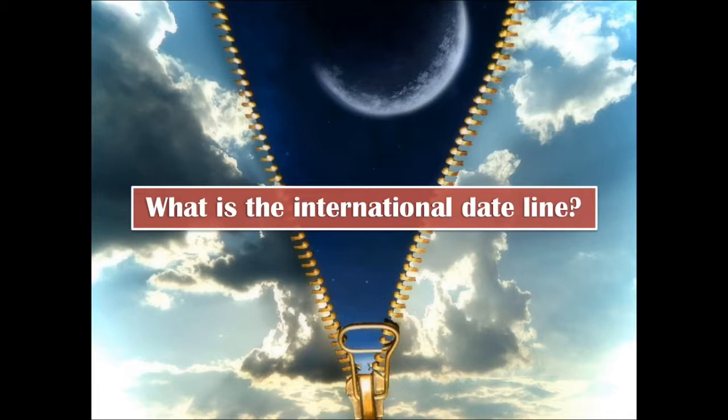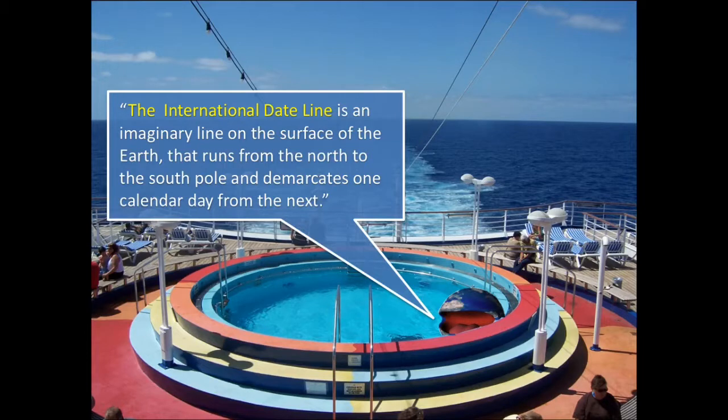What is the international date line? It's something that we don't think about a whole lot because we're nowhere near the international date line, but it is something that you should be aware of. The international date line is an imaginary line on the surface of the Earth that runs from the North to the South Pole and demarcates one calendar day from the next. It is different than a longitude line, though, because the international date line is not straight like a longitude line.